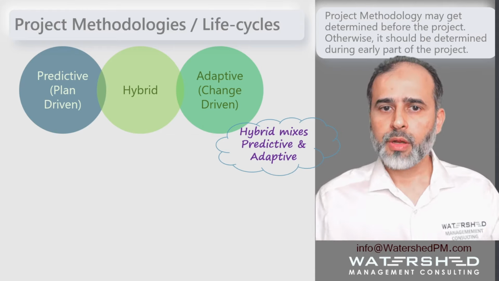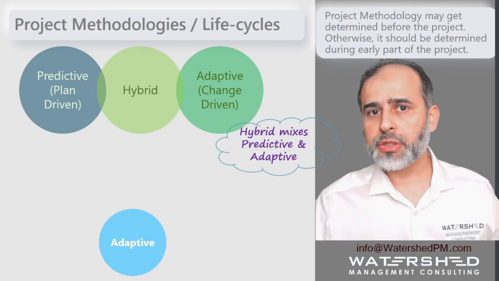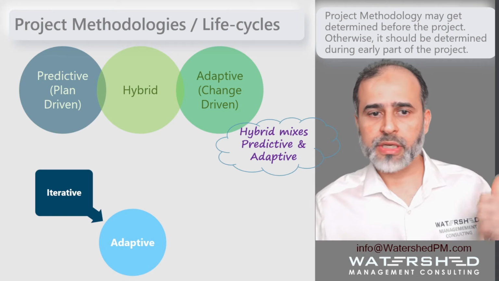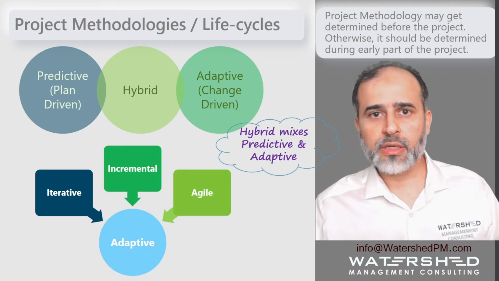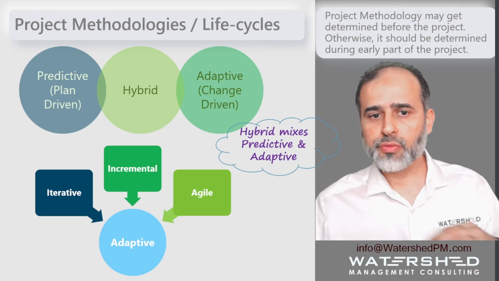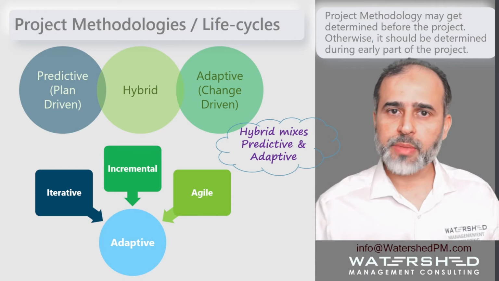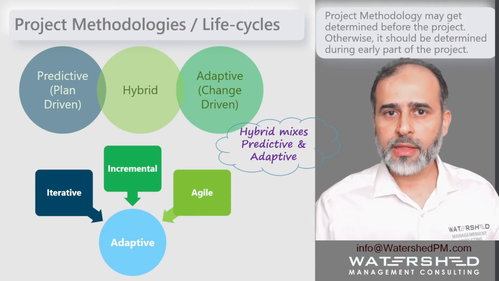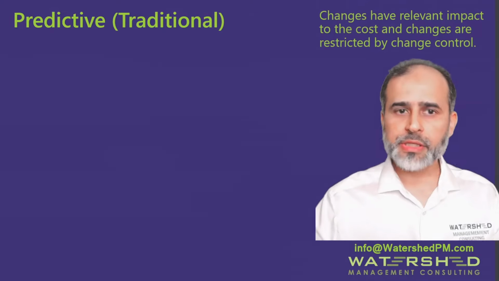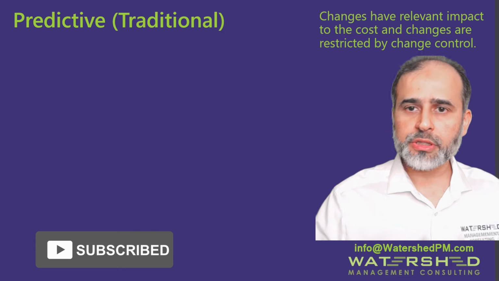deliver the project. When it comes to adaptive project methodology, it can further be broken down into three types. One of them is iterative, and you have incremental and also agile project management methodologies. So we'll cover all of these different methodologies today. And the idea of this bite-sized clip is to better understand each of these methodologies and the differences between them. Let's get started with the first methodology, which is the predictive project management methodology.